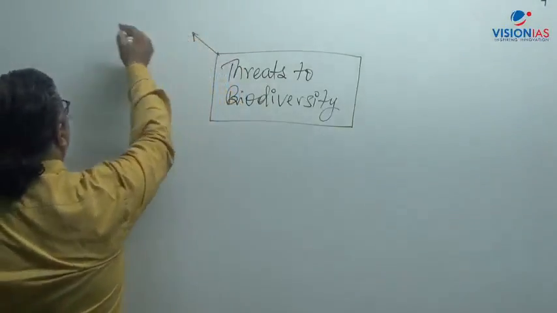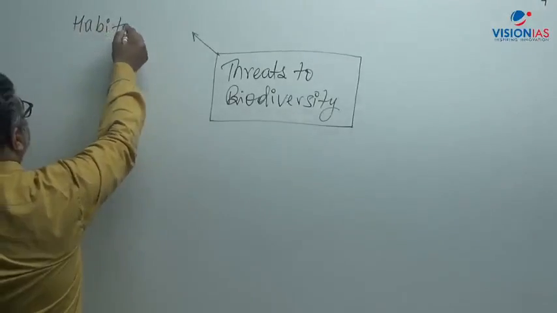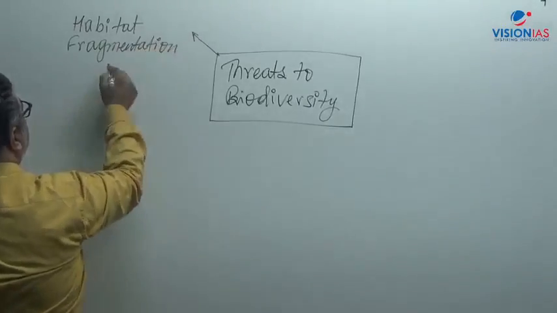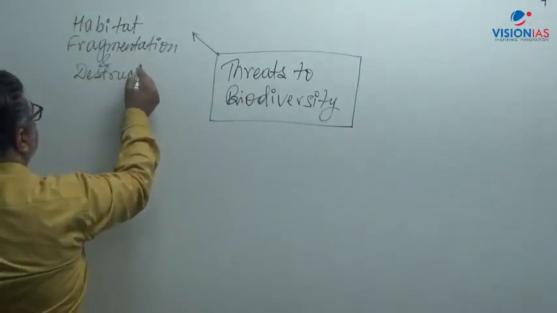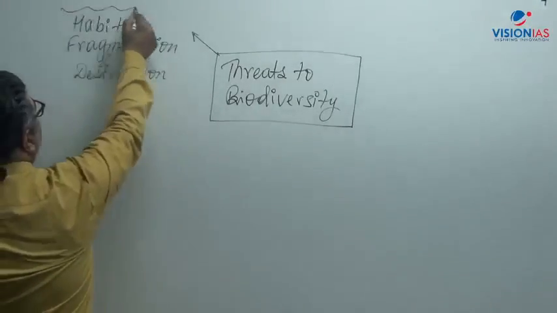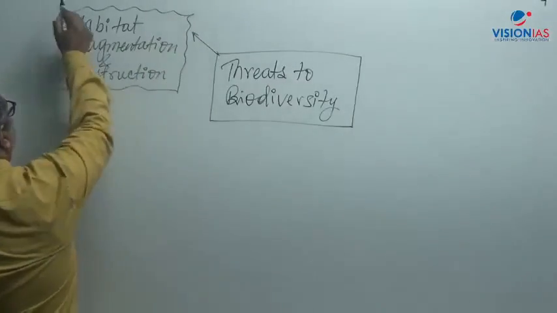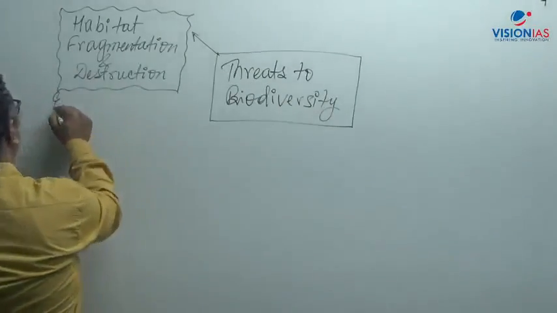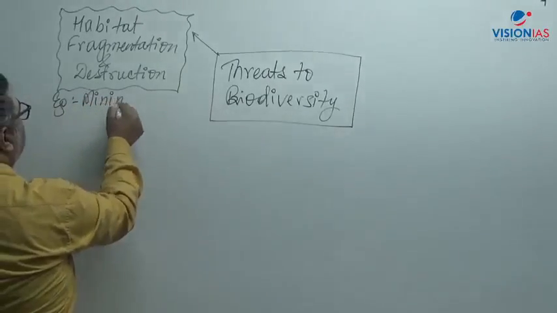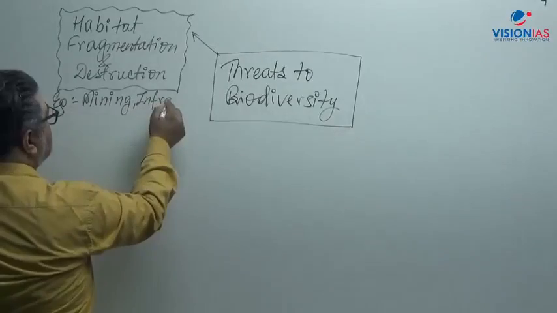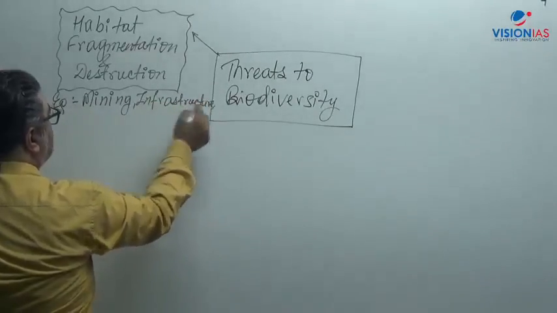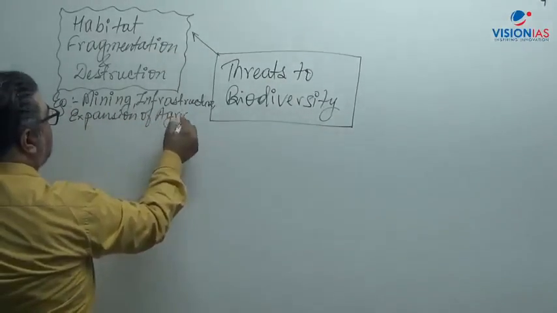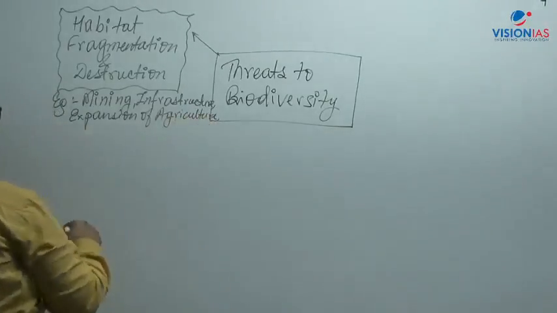The first one that comes here is habitat fragmentation and destruction. Today, because of human activities, there are many reasons by which habitat is getting fragmented or habitat loss is taking place. For example, mining projects, infrastructure projects, and expansion of agriculture. We require more food, and in this context we are converting land into agricultural land. Then hydropower projects.